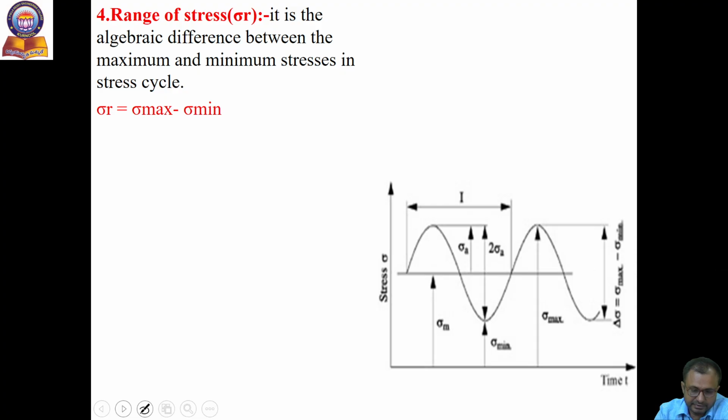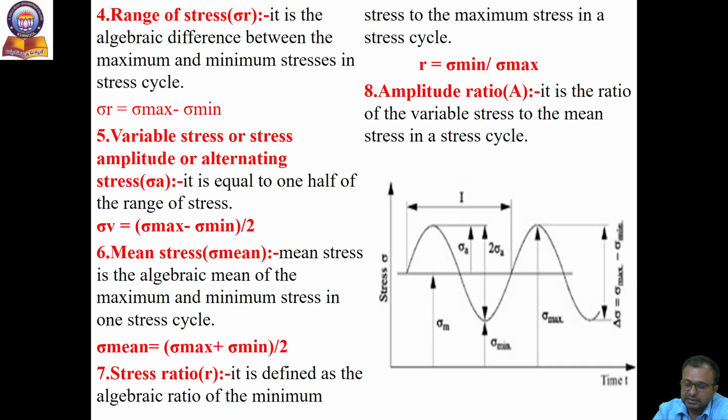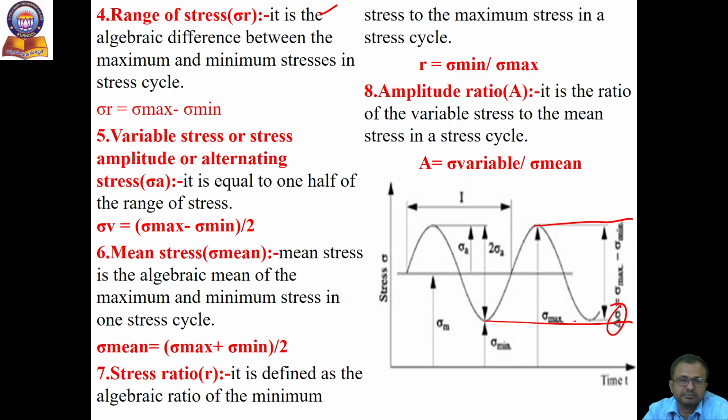Then we'll see some of the important terms related to this variable loading in order to design the mechanical components. First one is range of component. Range of component is nothing but the difference between the maximum stress and the minimum stress. This is nothing but range, that is sigma max minus sigma min.